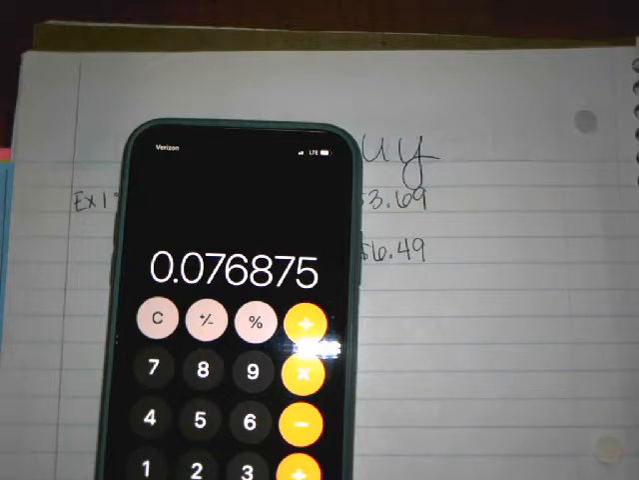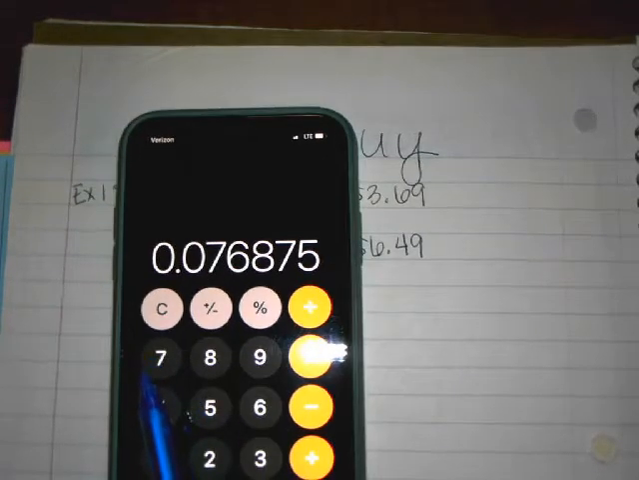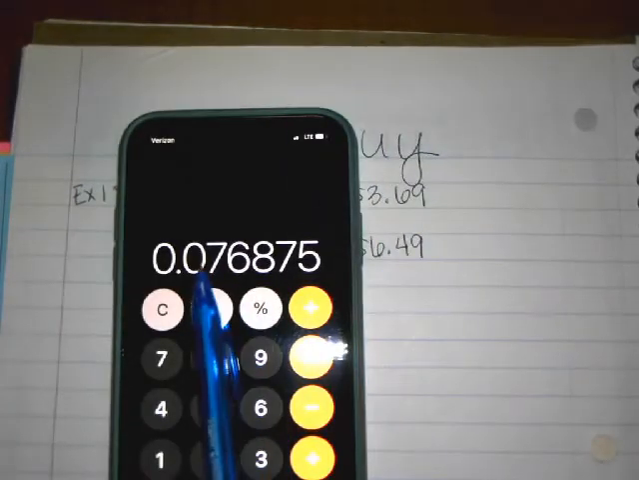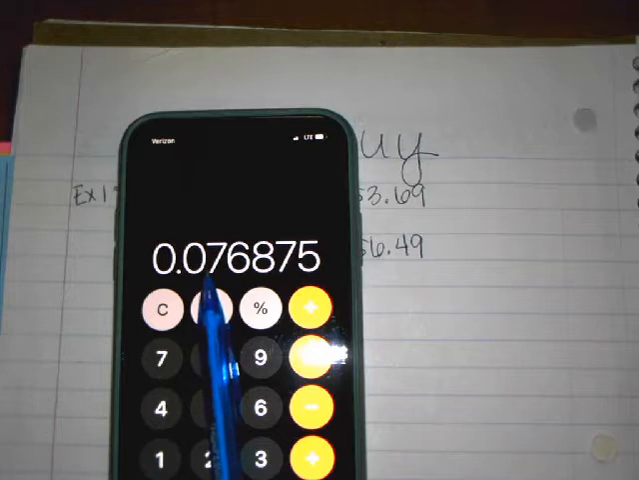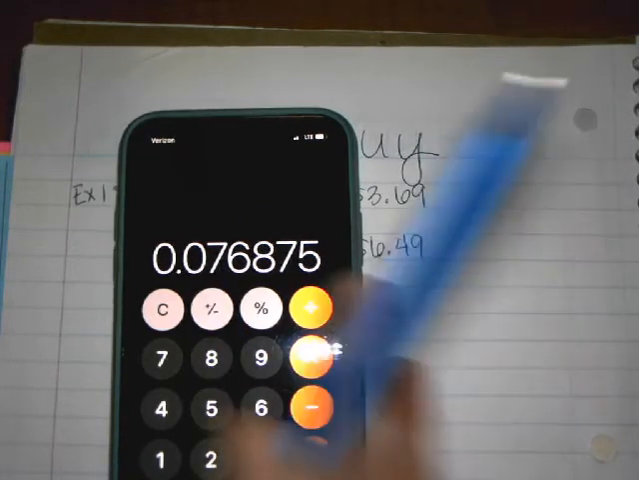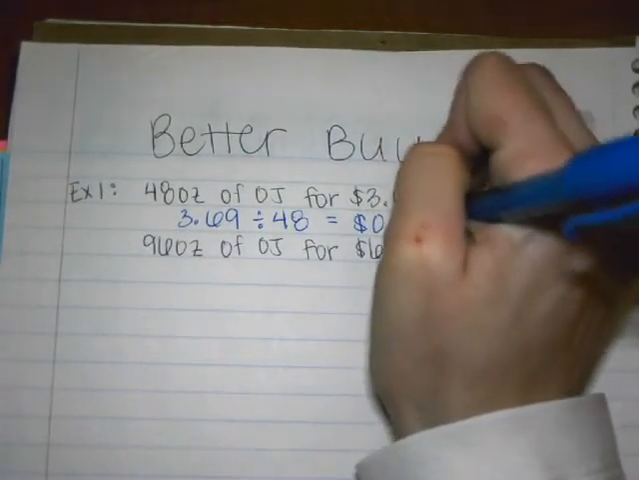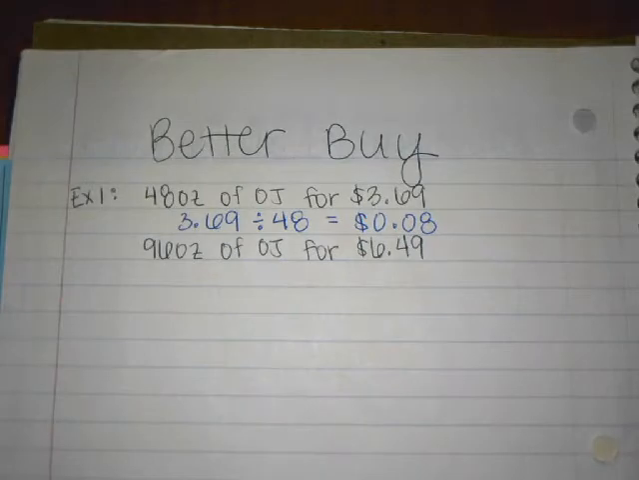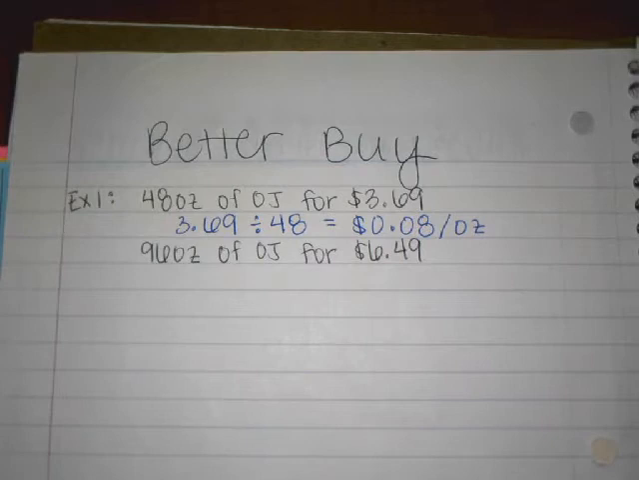Okay, now remember, money, guys. How many numbers always come after the decimal with money? So I've got the 0 and the 7, but I have to make sure I round properly, right, guys? So that 7 looks at the 6. The 6 tells the 7 to go. So the 7 becomes a what? So that means that this is going to cost me 8 cents per ounce. So every ounce of that orange juice is going to cost me 8 cents.